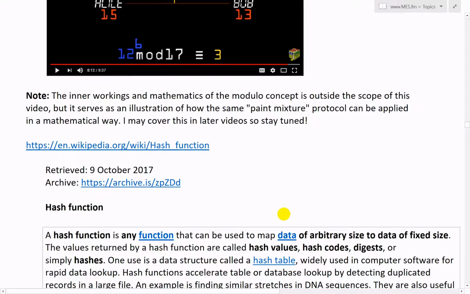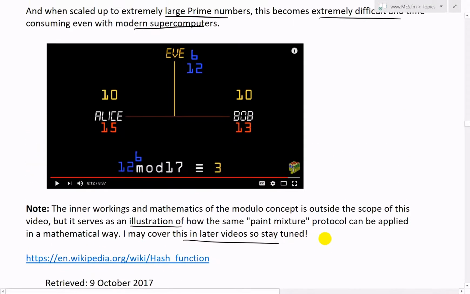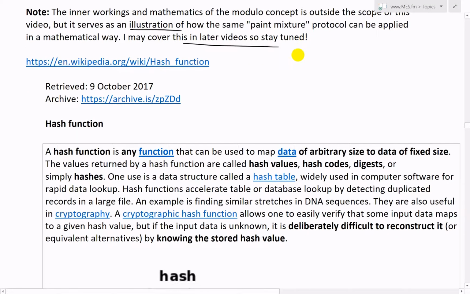But anyways, note the inner workings and mathematics of the modulo concept is outside the scope of this video, but it serves as an illustration of how the same paint mixture protocol can be applied in a mathematical way. And again, I may cover this in later videos, so stay tuned for that. It's a very interesting math function.